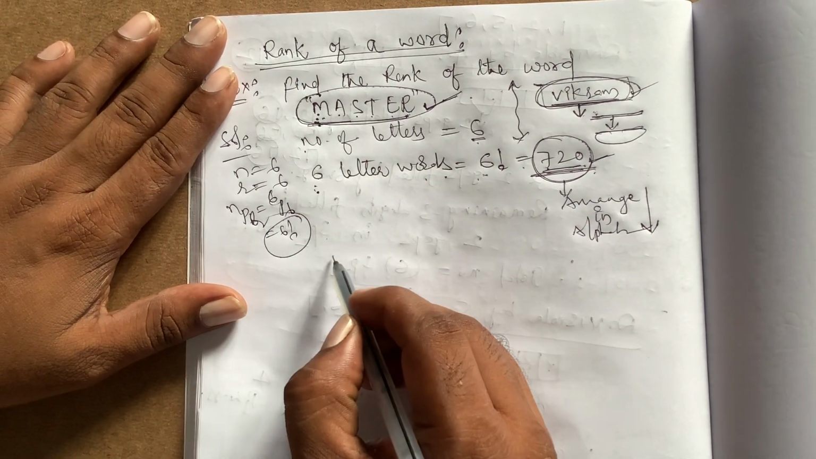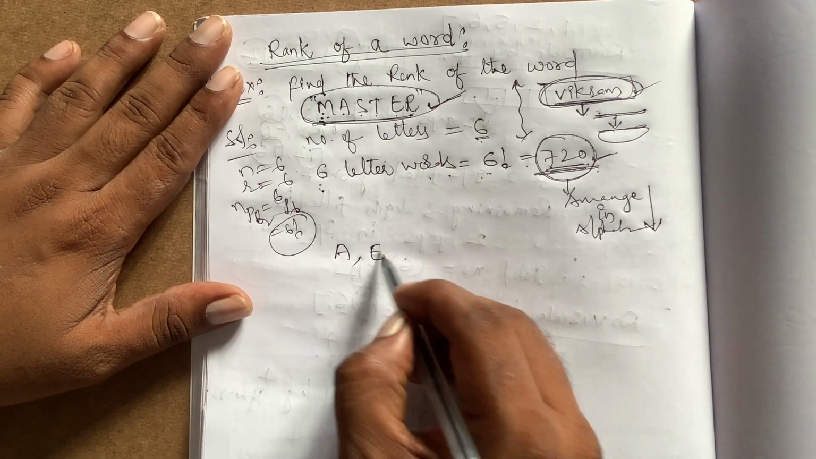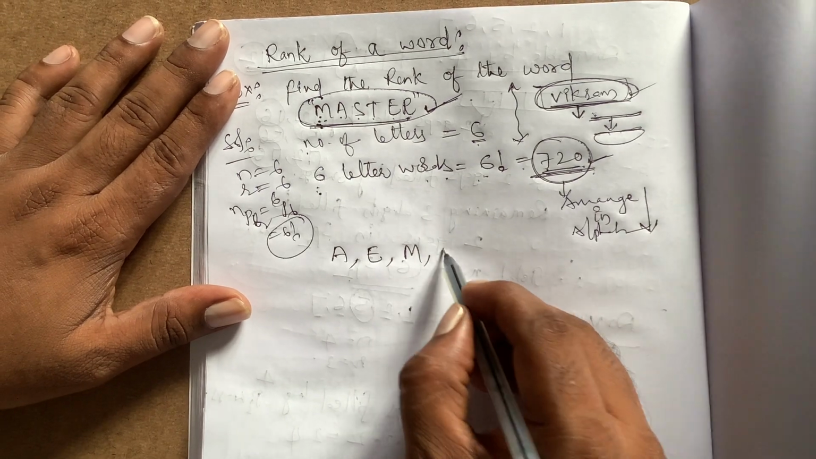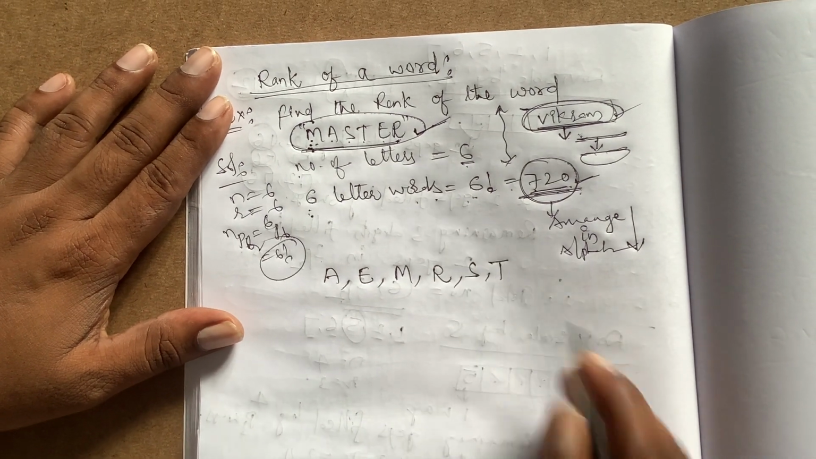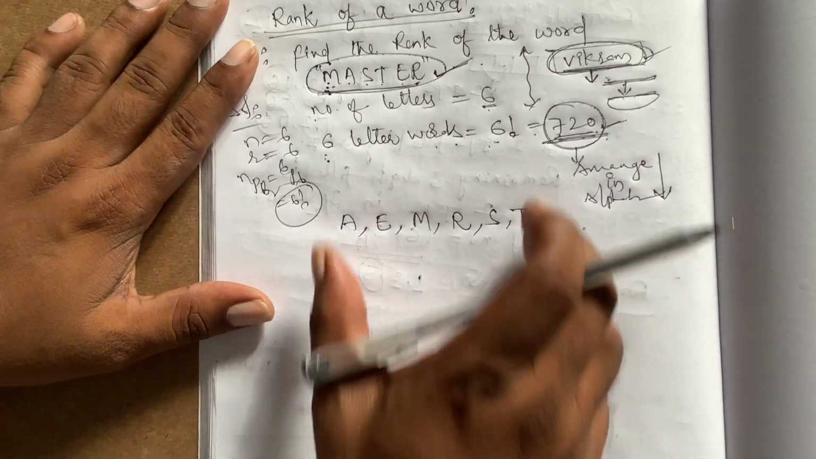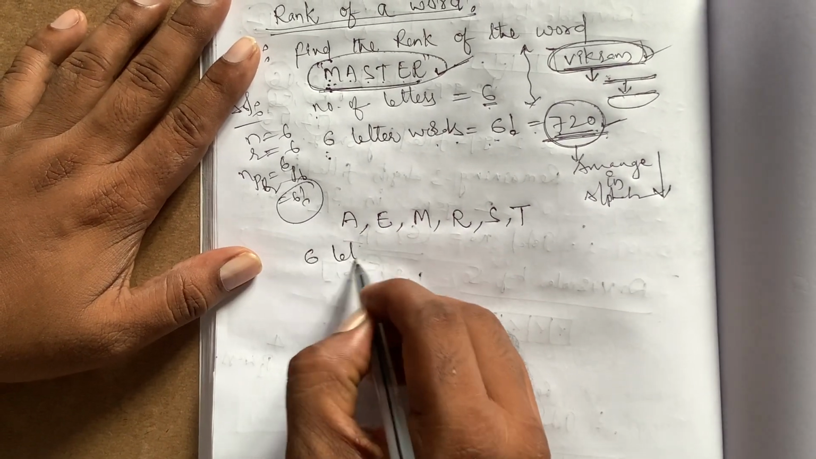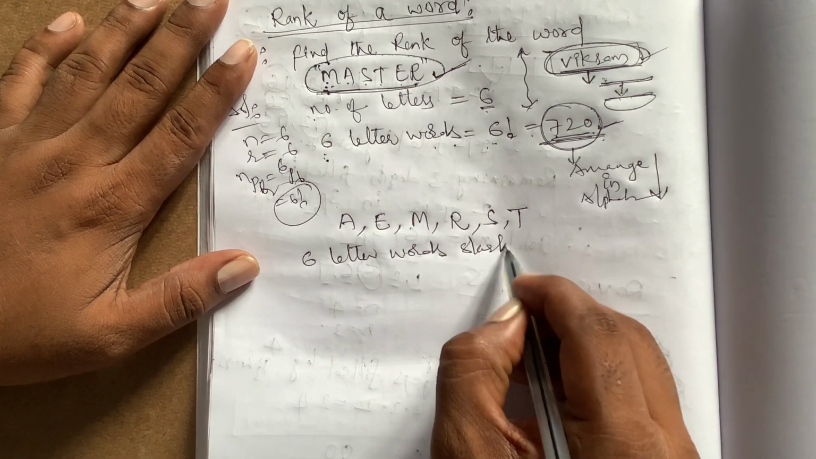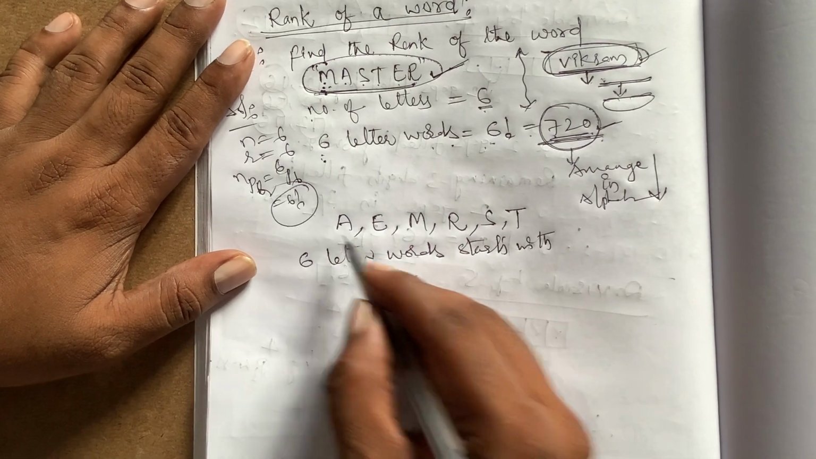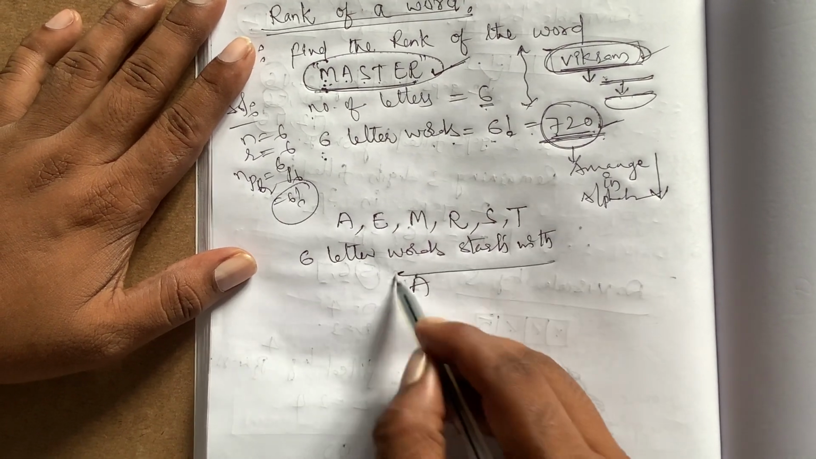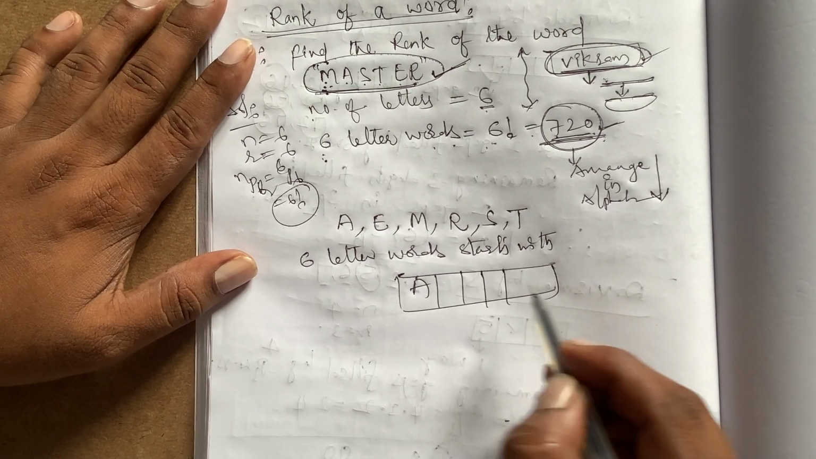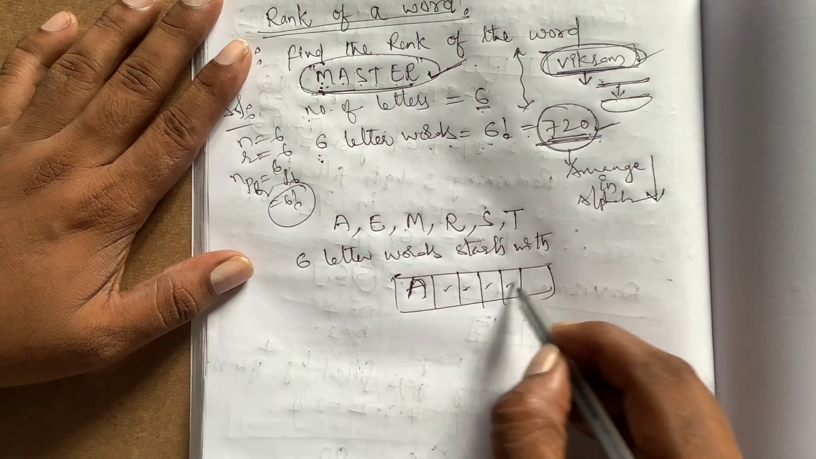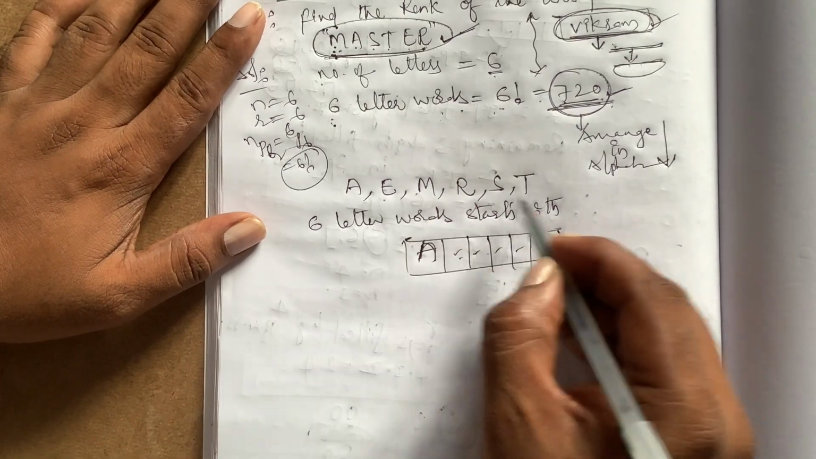First write the alphabetical order: A, B, C, D, E, F, G, H, I, J, K, L, M, N, O, P, Q, R, S, T. Okay, this is the alphabetical order. So in alphabetical order, first, listen carefully, all of you: six-letter words starting with A. Take 6 gaps, 1, 2, 3, 4, 5. If you fix A here, how many gaps remain? 5 gaps, and the remaining 5 letters.